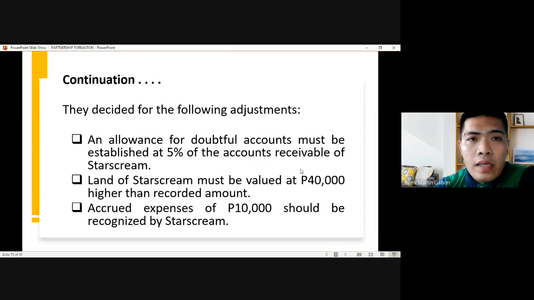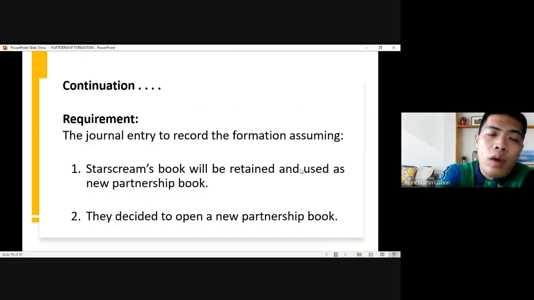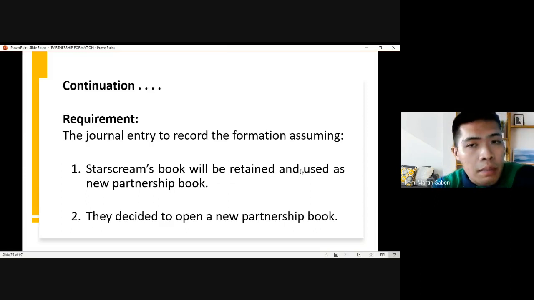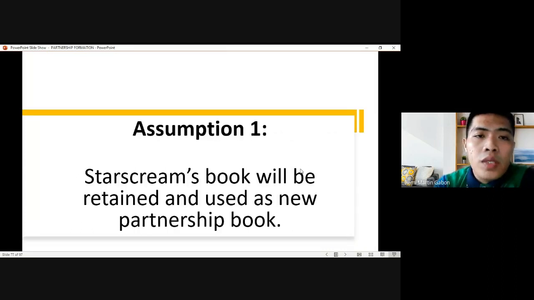Okay? So the requirement: prepare the journal entry for the formation, first assuming Starscream's book is retained and becomes the new partnership book, and second, assuming they decide to open a new partnership book, setting aside Starscream's book. So assumption number 1: Starscream's book will be retained and used as the new partnership book.